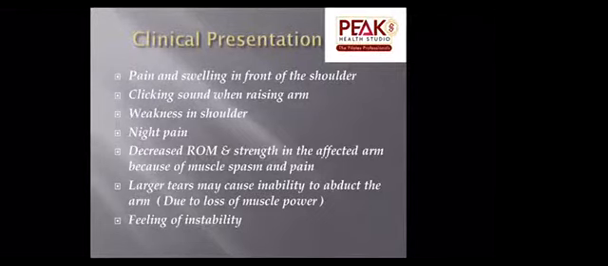He presents with pain and swelling in the front of the shoulder. Just as with an ankle twist or any ligament injury, the patient presents with pain and swelling in the shoulder also. There will be clicking sounds when raising the arm, in both flexion and abduction. And they feel weakness in the shoulder.